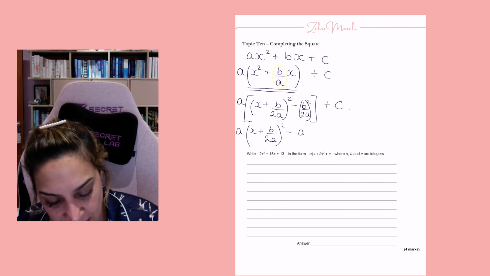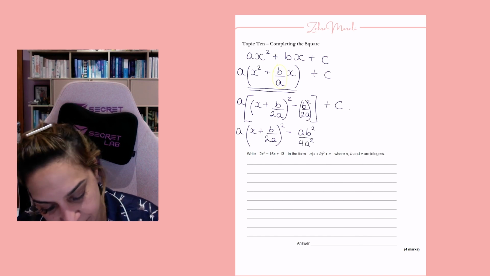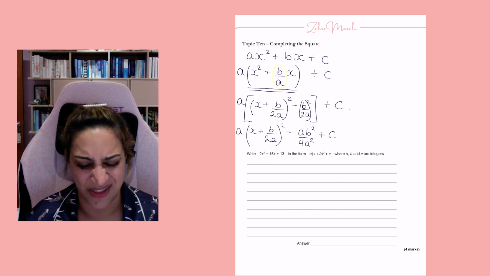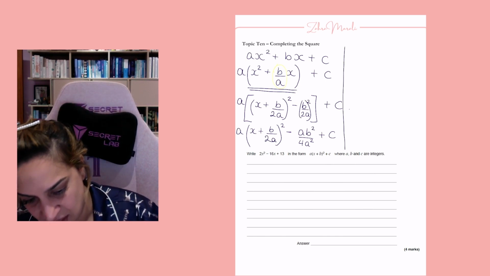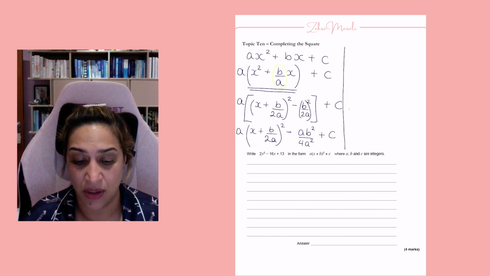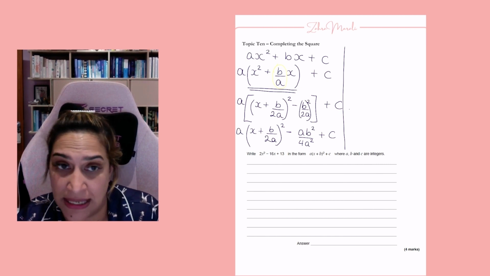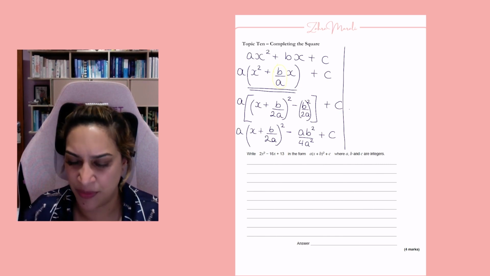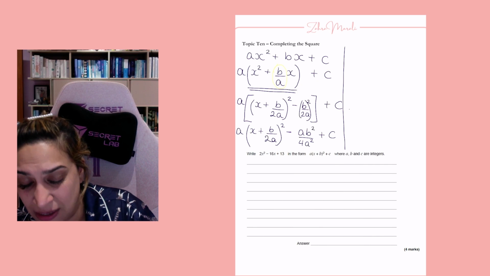So you'd have a, b squared over 4a squared, plus c. Okay, so that's all letters and it looks a bit strange. So let's do an example with numbers, which is exactly how you would do it. But before we do that, let me just show you why and how it works.